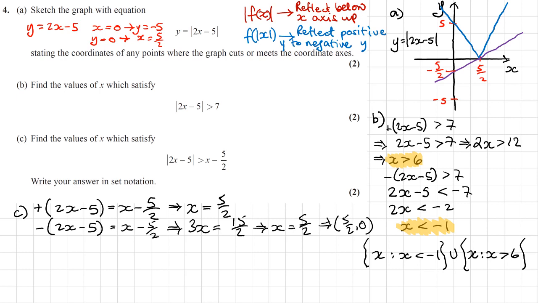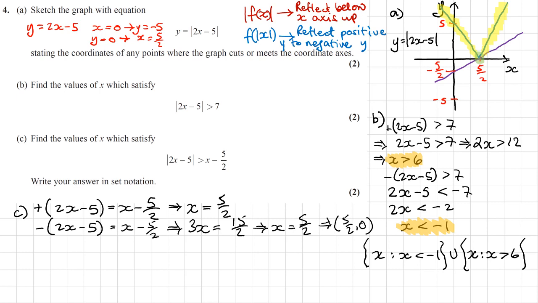Now we need to solve an inequality, and we can think of this inequality as, when is the modulus graph, the modulus of 2x minus 5, when is that greater or above the graph of x minus 5 over 2? So looking at our sketch here, the modulus graph is this one. Can you see it's above it everywhere apart from the point where they meet, because it's not above it at that point. So everywhere except the point where they meet there. And we need to write that in set notation.